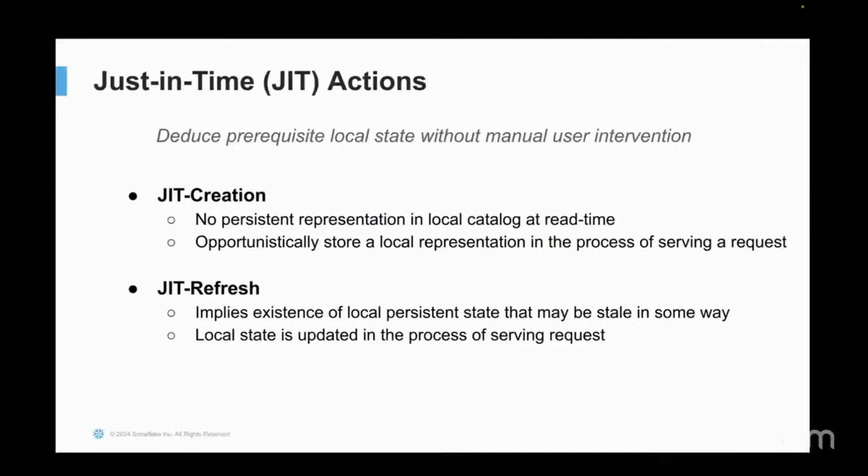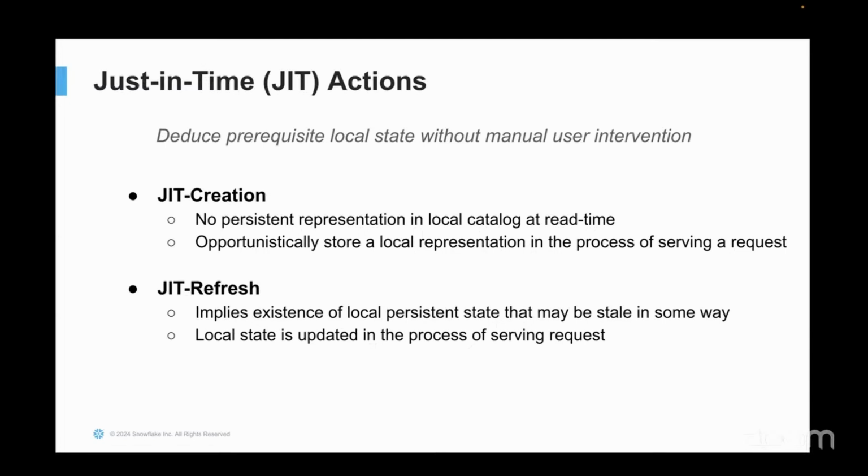So first, one of the things we'll talk about is this idea of just-in-time actions, which I'm sure is not a completely new concept, but in this case, we're talking about a situation where a local catalog might have functionality which depends on certain prerequisite local state, or certain assumptions about local state.